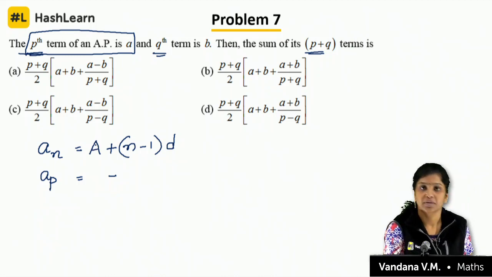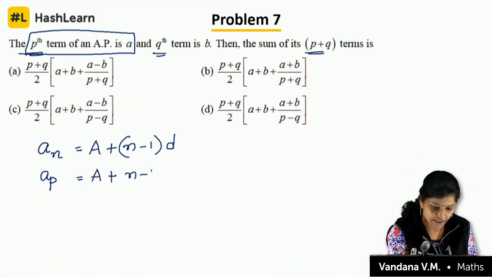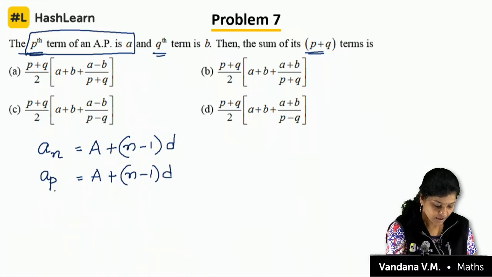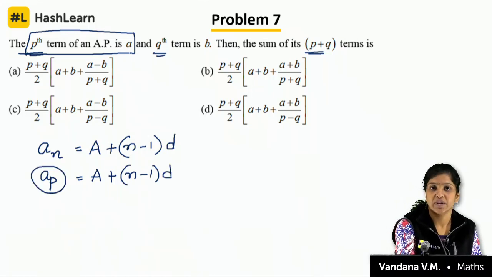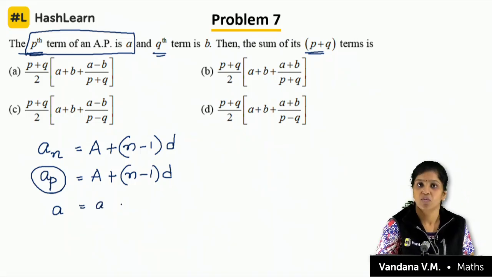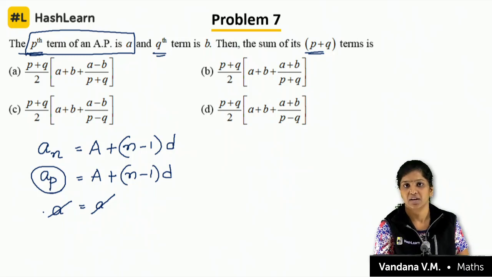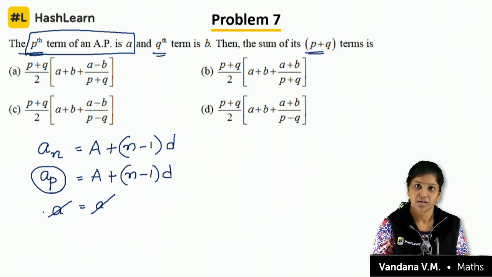Capital A, I will write, because I will tell you why I did it like that, n minus 1 into d. The pth term value itself is A. If I had written small a here, what would you do immediately? Ma'am, this A and this A will get cancelled. Immediately you will do that. But here A means the first term. It is not representing the pth term over there.